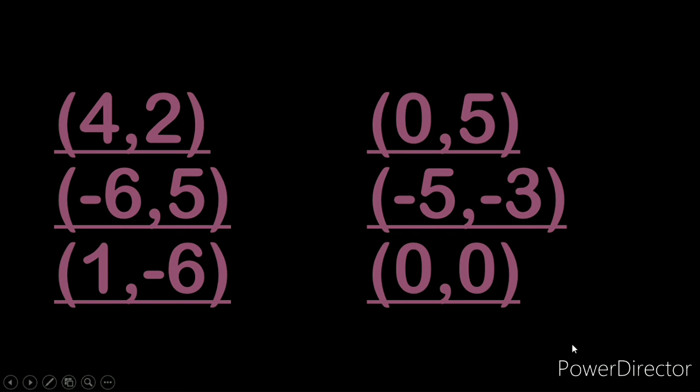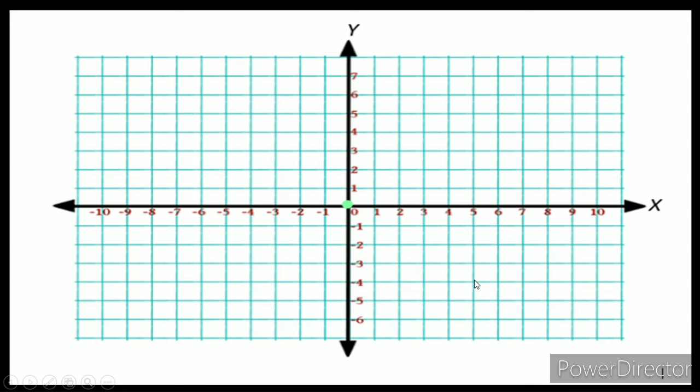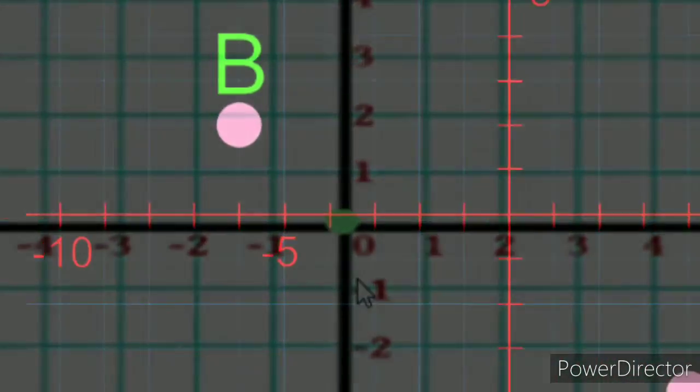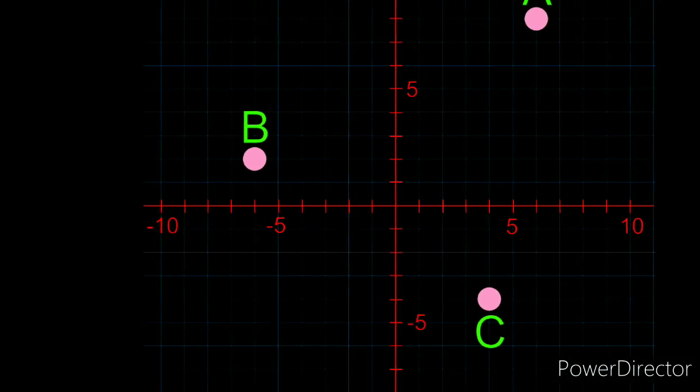And lastly, we have (0, 0). So (0, 0) looks familiar, right? (0, 0) is simply located at the origin, since it is our point of origin. Since the x-coordinate is 0 and the y-coordinate is 0, it is the point of origin. That's how we graph a point in the Cartesian plane.